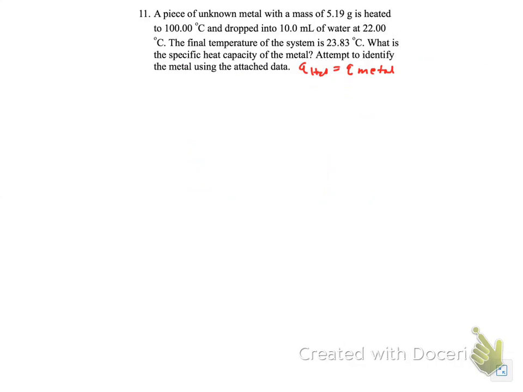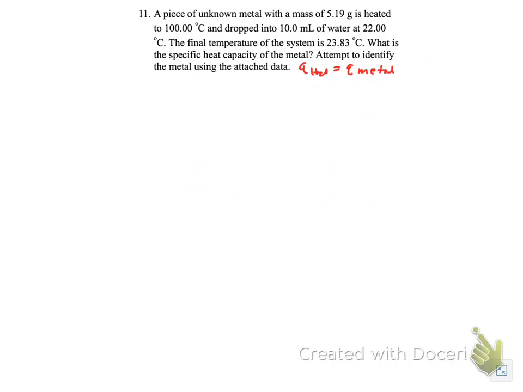All right, so let's take a look at number 11. And the assumption we're making here again is we have a piece of metal at 100 degrees. We drop it into water. The final temperature of the water is specified, and we want to know the heat capacity of the metal. This is just like the lab we did. Okay. And then it says to attempt to identify the metal based on its heat capacity.